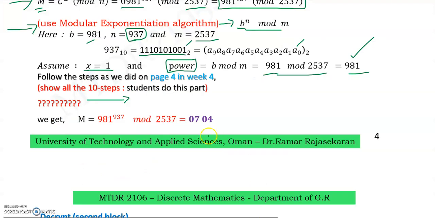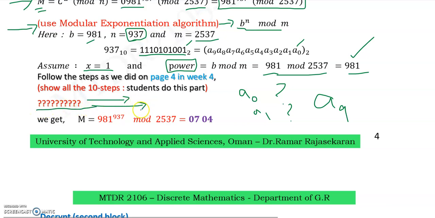For a0, what's happening? You have to do the same for a1: what is x, what is the power? For a2, for a3, until a9 you have to do it. Ten steps here that you have to do. See here, 10 question marks.